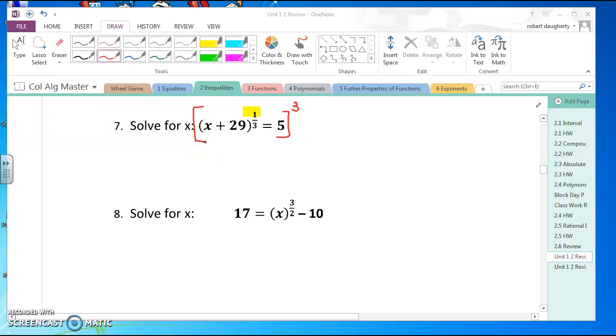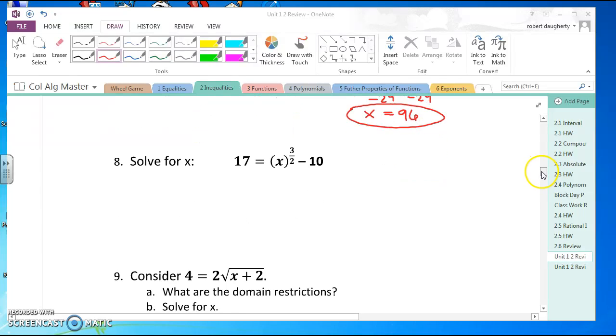When I do that, on the left-hand side, I get x plus 29 equals 5 cubed. So 5 times 5 times 5, that's 125. So x plus 29 equals 125. Subtract 29 from both sides, and I get that x is equal to 96. And that is the only solution to that one. Okay. Let's look at the next one.